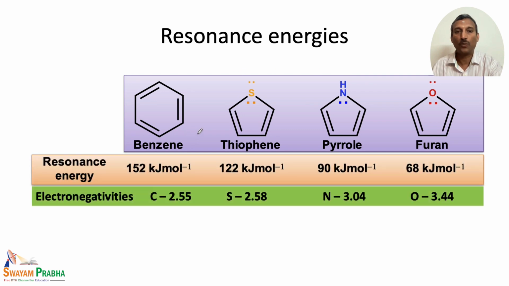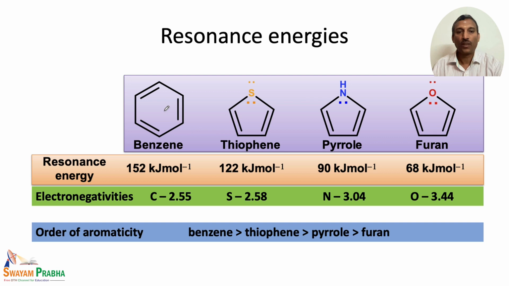So when we talk about the resonance energies, benzene is having the highest resonance energy of 152 kilojoules per mole, and the carbon is also having a lower electronegativity. So if you look at the order of aromaticity, this is having the highest resonance energy. So this is highly aromatic in nature. That means the reactivity of benzene is going to be much lower, because it is going to be much stabler because of the higher resonance energy.